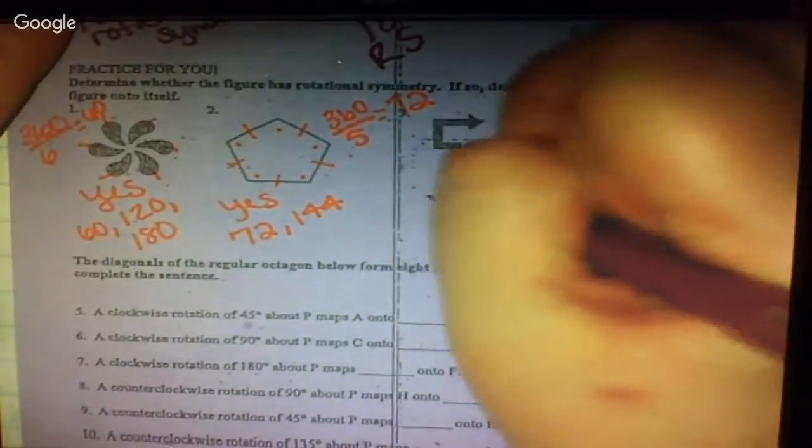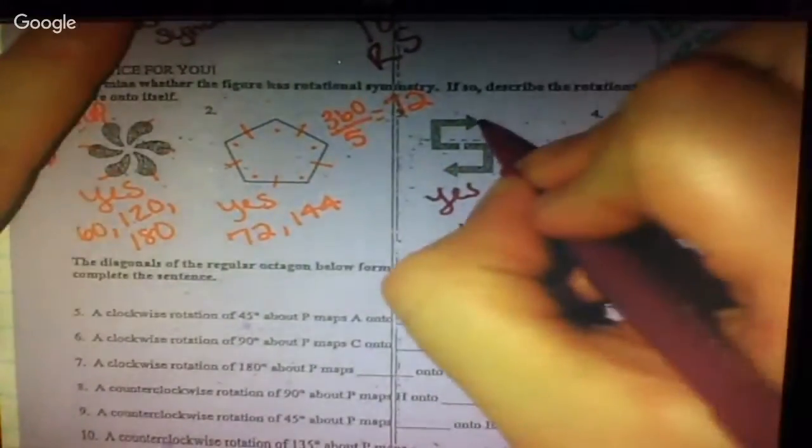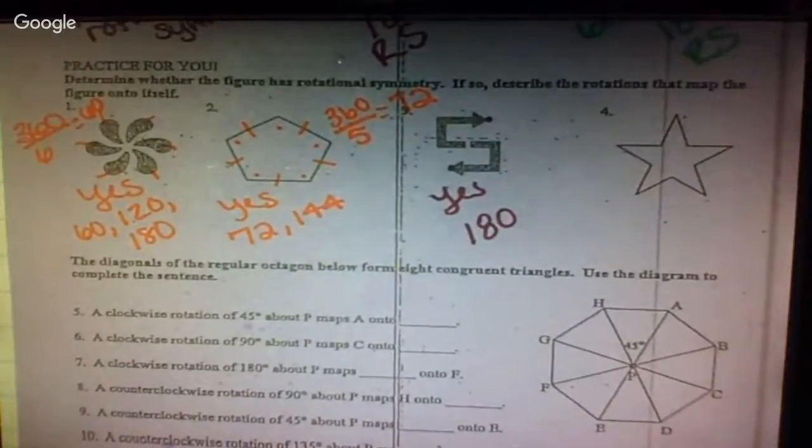Take a look at 3. Rotational symmetry? 180. This one's exactly 180. Because I need this arrow to be down here. What about 4? Yes.